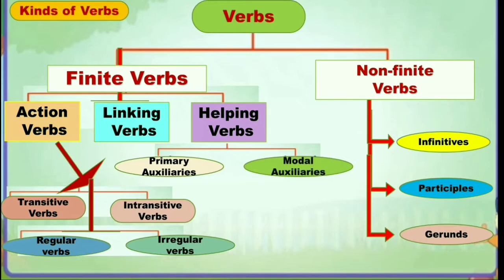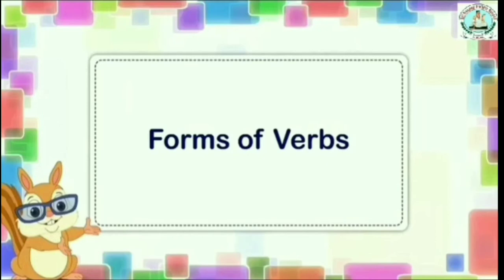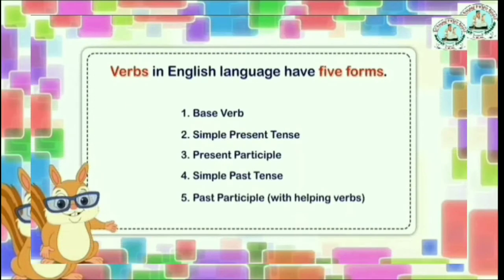So look at the chart. We have completed these kinds of verbs. So now let us start forms of verbs. Verbs in the English language have 5 forms. So first one, base verb. Second one, simple present tense. Third one, present participle. Fourth one, simple past tense. And fifth one, past participle with helping verbs.